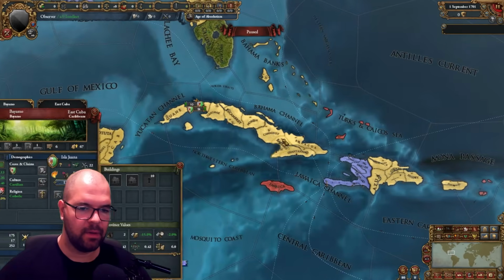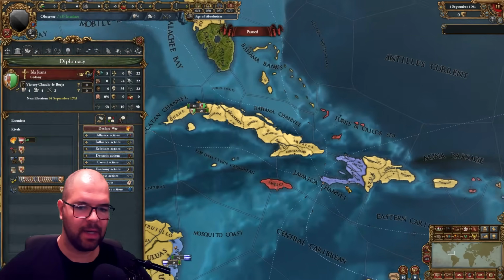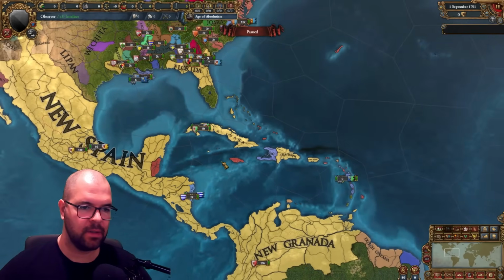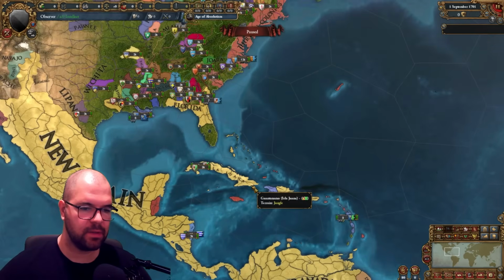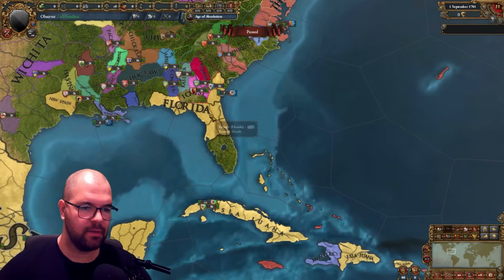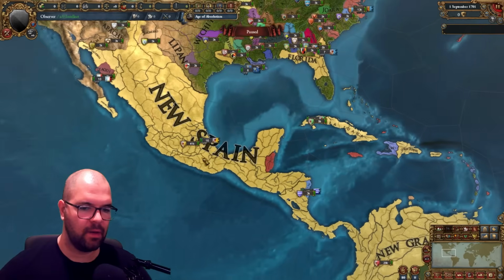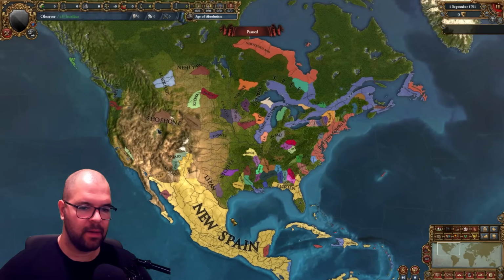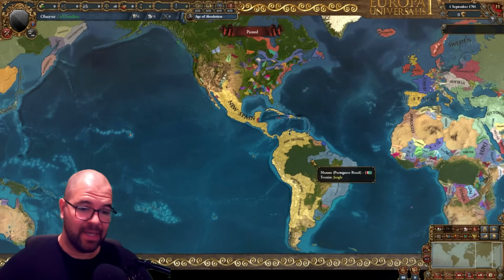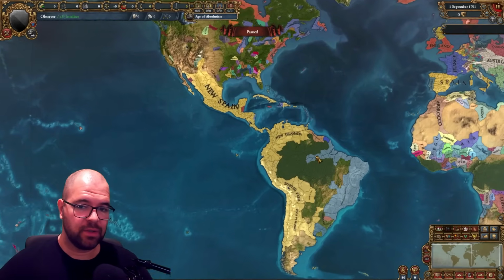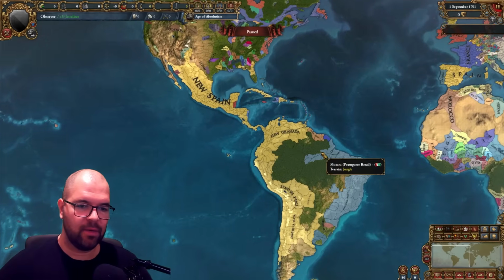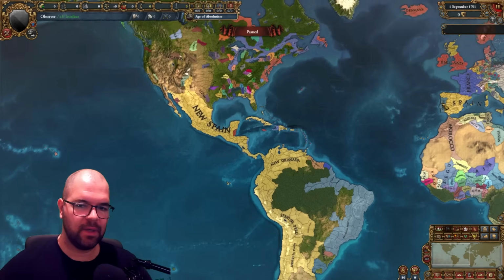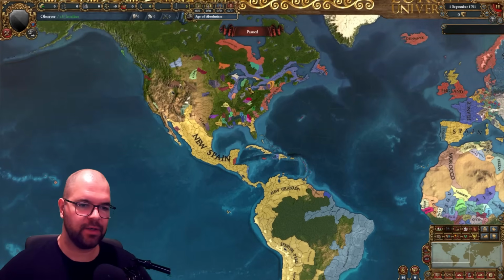Also, over here, Isla Juana, which is, let me see here, this is Cuba. They had Florida, all of Mexico, and the minor nations over here. So that is the reason why Spain was such a formidable and great and rich power. So much gold that eventually it would become a problem of inflation.